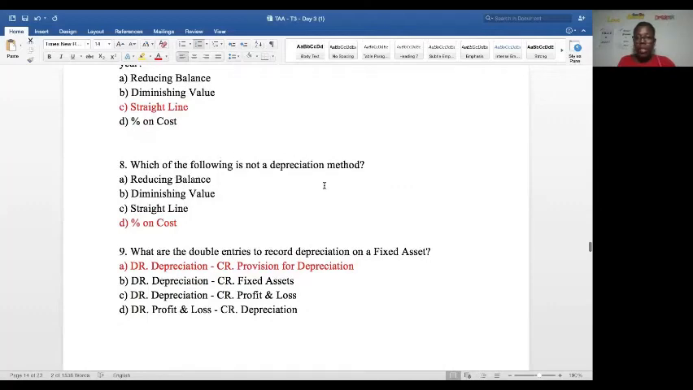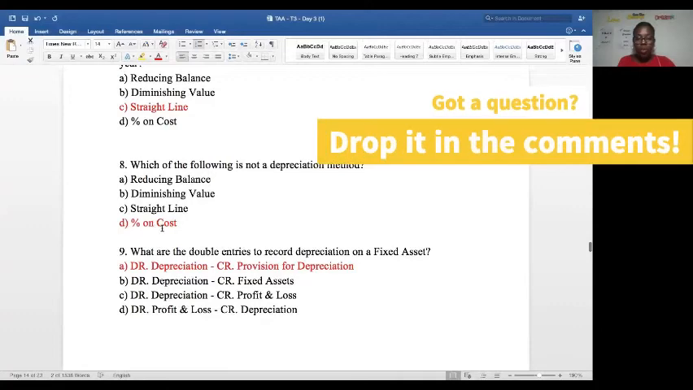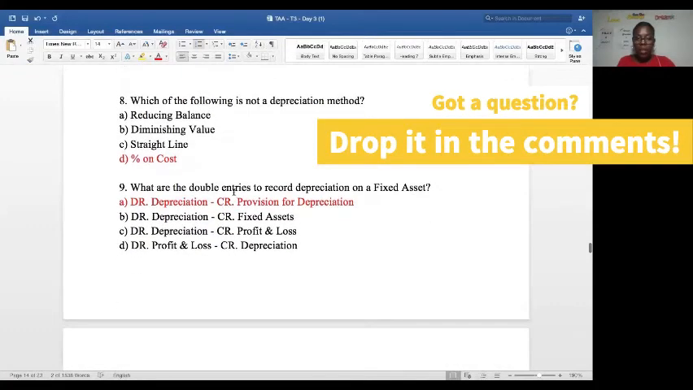So that answers number 8 one time. Which of the following is not a depreciation method? That is D, depreciation on cost. And number 9, what are the double entries to record depreciation on a fixed asset? Normally, what you can do is credit a provision for depreciation and debit the income statement.